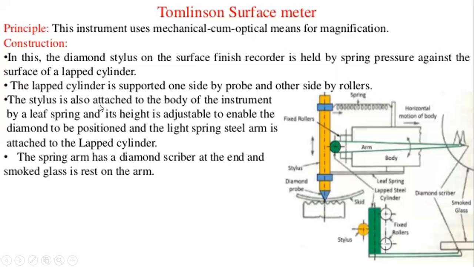The stylus is also attached to the body of the instrument by a leaf spring. This is the leaf spring, which is used as the connection between the body and the stylus. Its height is adjustable to enable the diamond probe to be positioned, and the light spring steel arm is attached to the lapped cylinder, that is, the lapped steel cylinder.